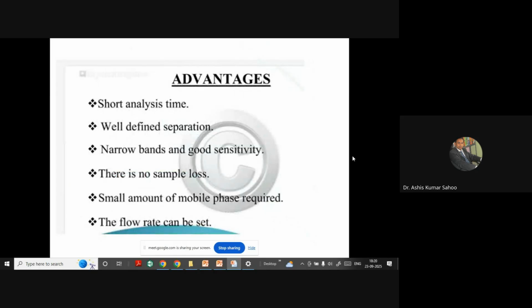So what are the advantages? Short analysis time, well-defined separation, narrow bands and good sensitivity. There is no sample loss. A small amount of mobile phase is used, and the flow rate can be controlled. So these are the advantages in size exclusion.